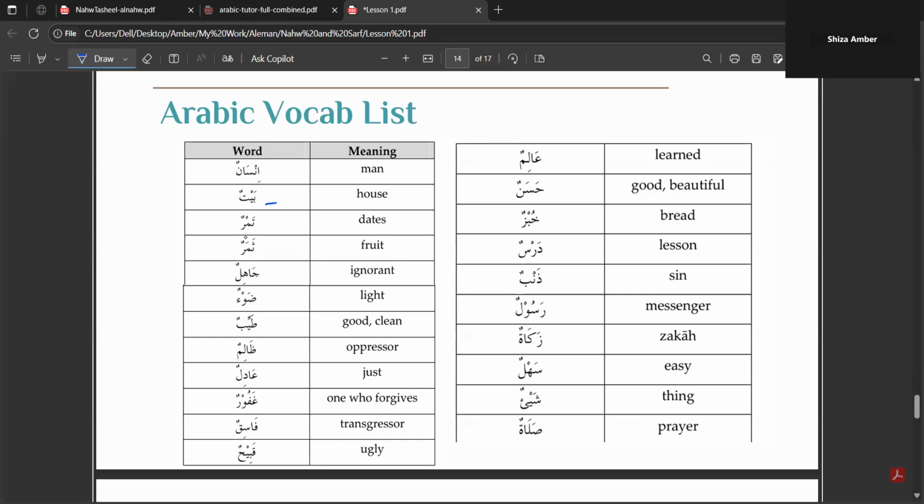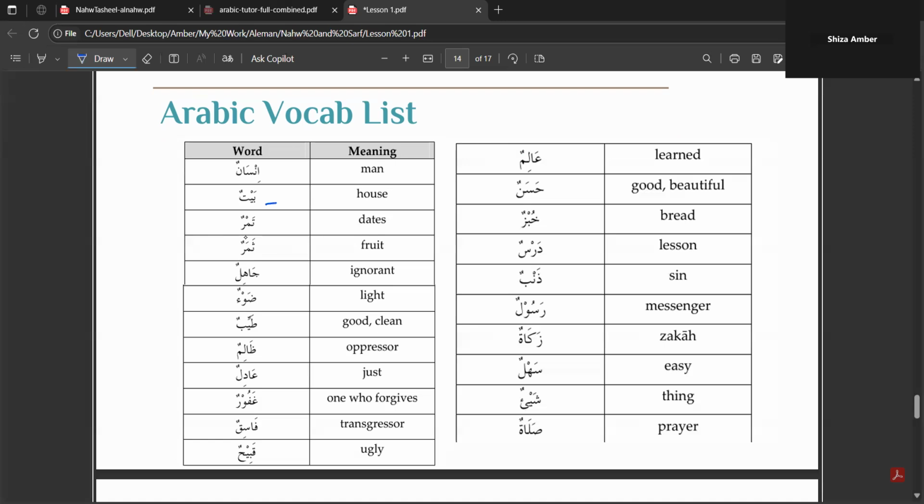And then samara, it's very easy. Fruit. And what else is easy? Aleeman, you guys want to become Aleeman, Alima, right? So Aleeman, the learned one. Hasanun, good and beautiful. So darasun is the lesson. So today was our lesson number 1. Then Rasulun, messenger. Zakatun, zakat's the pillar of Islam as well. And Salatun, prayer. It's again a pillar of Islam.